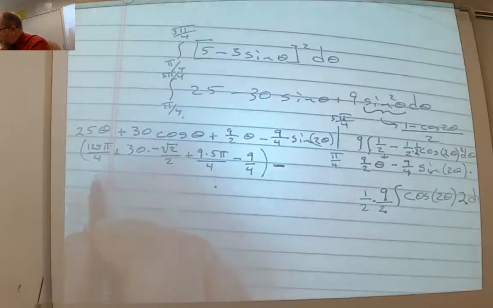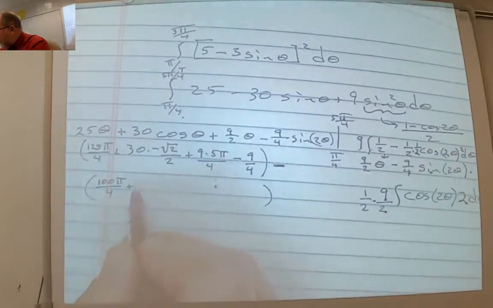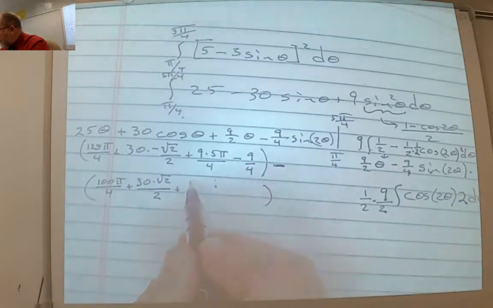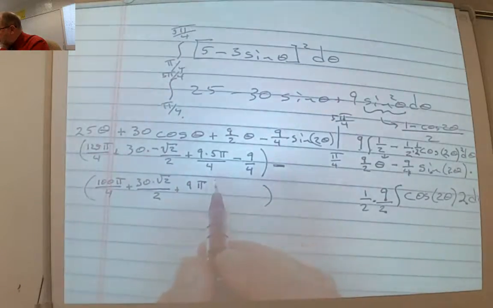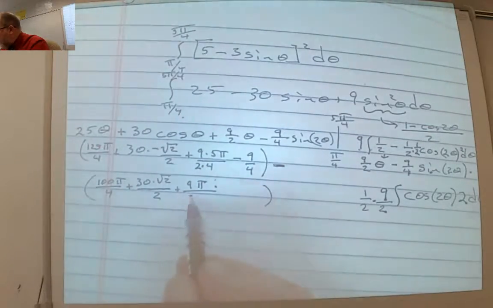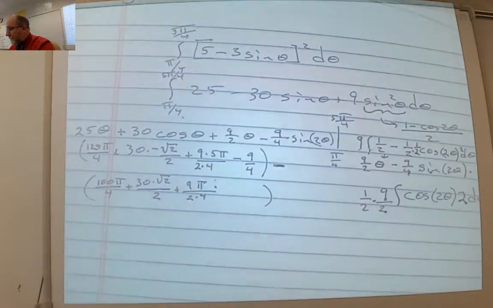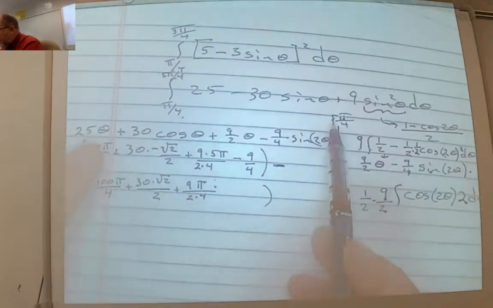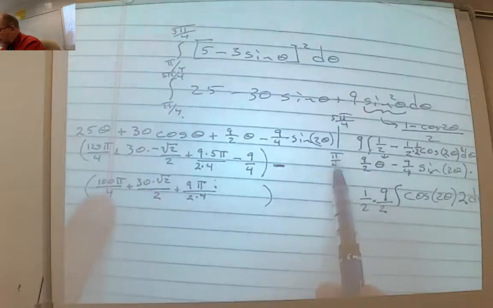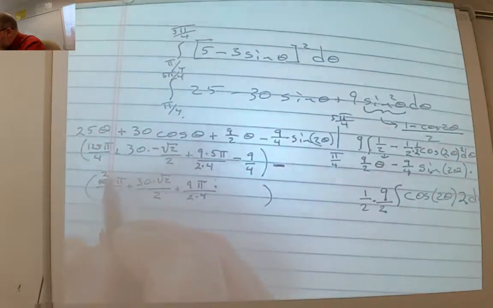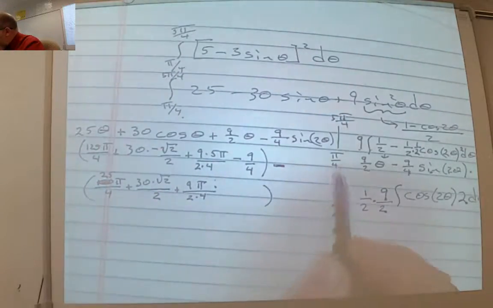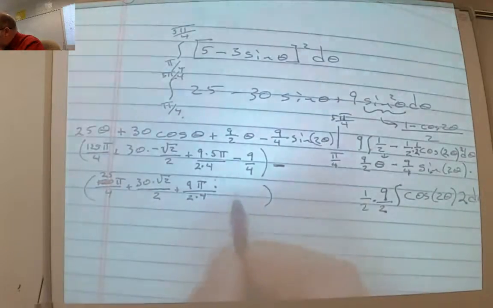Minus, in parentheses, now what do I get when I put pi over 4 over here? Well, I get 100 pi over 4. I get plus 30 times the square root of 2 over 2. I get 9 pi, this should be 9/2, sorry. 9/2 times pi over 4. Pardon? The first one should be 25 pi. It should be, shouldn't it? Yes, because I got 5 pi, and 5 times 25. It shouldn't be 100, it should be 25. Thank you. I'm getting ahead of myself. And then here, if I put pi over 4, I get pi over 2. And again, I get a minus 9/4.